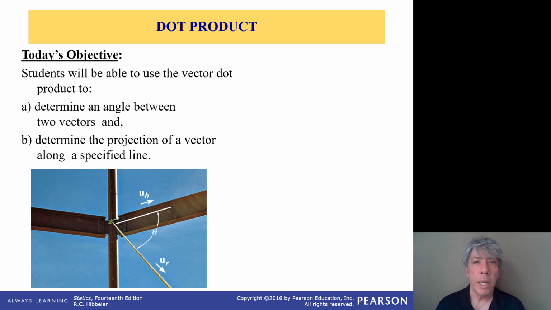So what will we be able to do with the dot product? Well, when you're done, you should be able to determine the angle between two vectors, and you should be able to calculate the projection of a vector along a specific line, which would essentially be another vector, another direction.